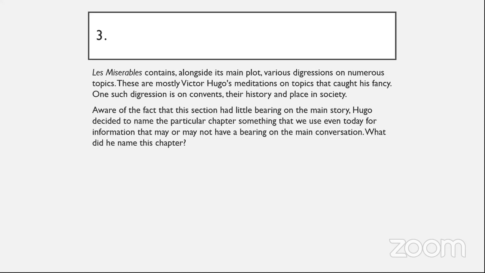Les Misérables contains, alongside its main plot, various digressions on numerous topics. These are mostly Victor Hugo's meditations on topics that caught his fancy. One such digression is on convents, their history and place in society. Aware of the fact that this section had little bearing on the main story, Hugo decided to name the particular chapter something that we use even today for information that may or may not have a bearing on the main conversation. So what did he name this chapter?